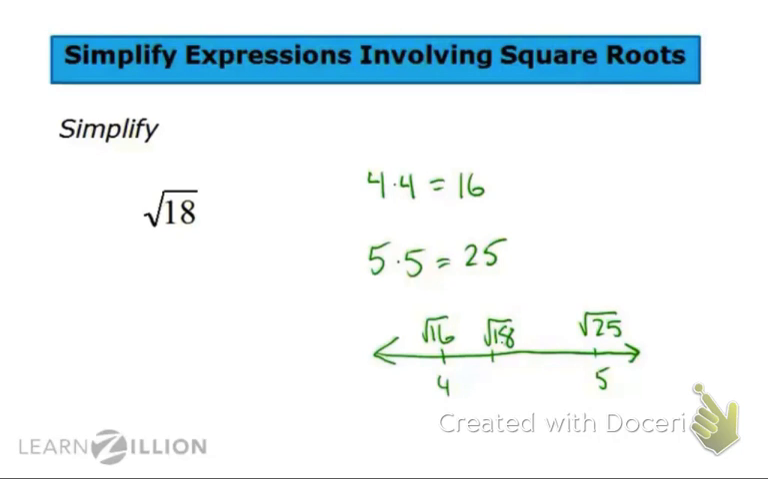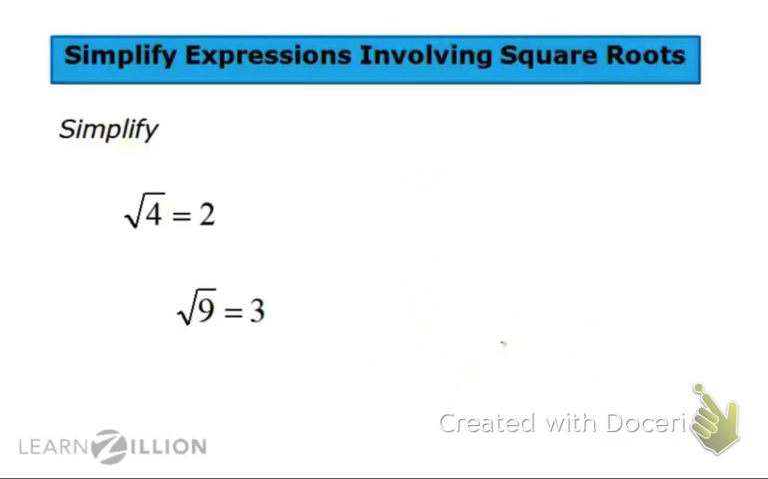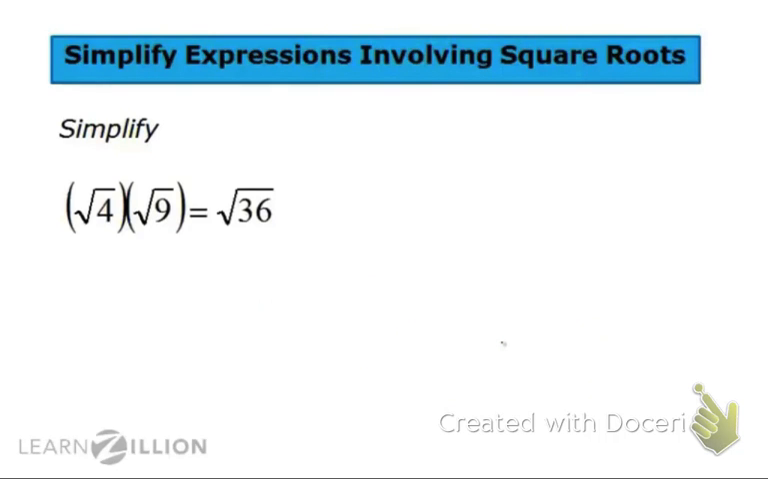However, sometimes it is possible and very useful to simplify square roots into smaller terms. We will simplify radical 18 in just a minute, but first I want you to think about something. Radical 4 is 2, and radical 9 is 3. When I multiply radical 4 times radical 9, I get radical 36, which I know is equal to 6.